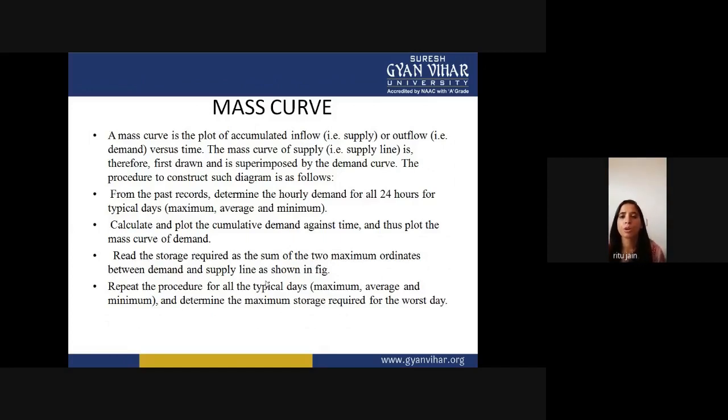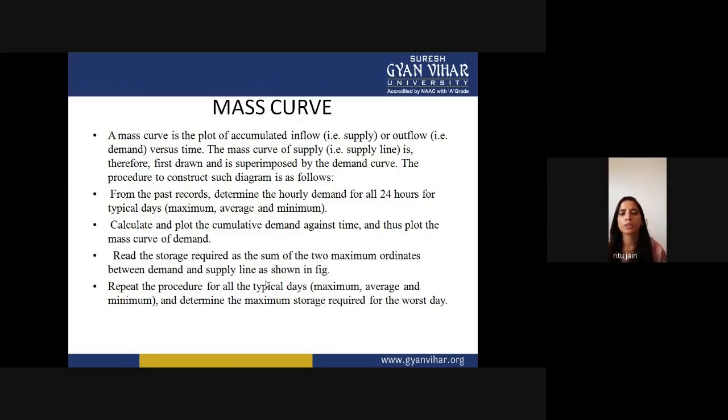From the past records, determine the hourly demand for all 24 hours, for typical days: maximum, average, and minimum. What is the maximum requirement on a particular day, what was the average requirement of that day, and what is your minimum requirement of that day. Then calculate and plot the cumulative demand against time, and thus plot the mass curve of demand.